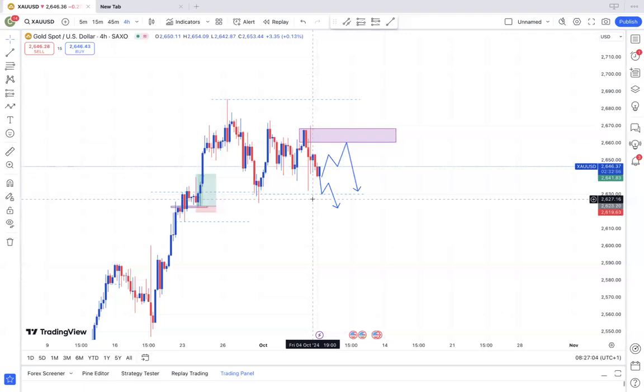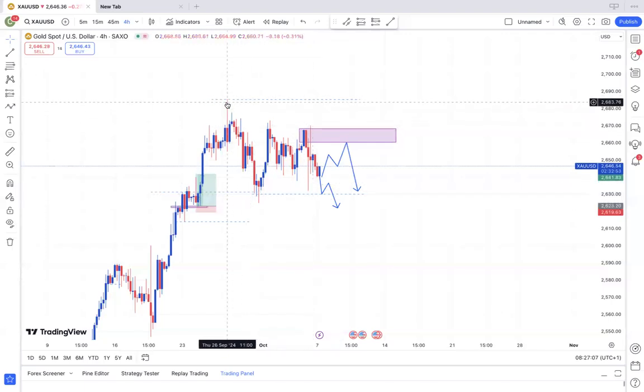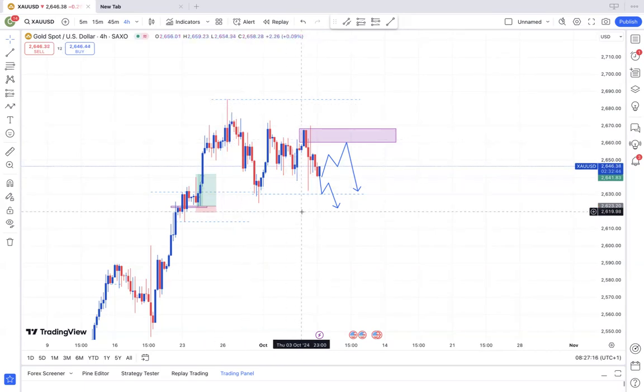Till I see otherwise, which means if we have a break above this high, then I know that the buys are coming in. But for me right now, I'm not seeing a break above this high. What I'm seeing is the market trying to show structure and continuation of sells.